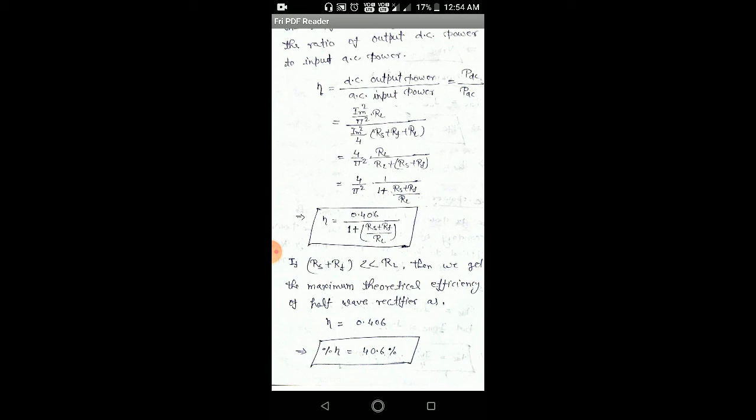Again, if RS plus RF is very much less than RL, then we get the maximum theoretical efficiency of the half wave rectifier, eta equal to 0.406. In percentage, the efficiency will be 40.6%. So we can say the efficiency of the half wave rectifier is 40.6%.